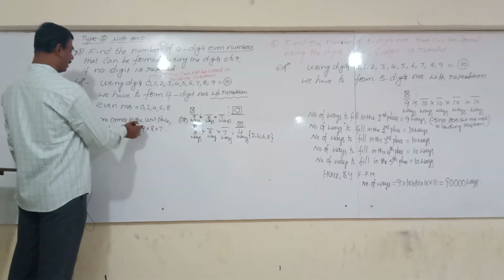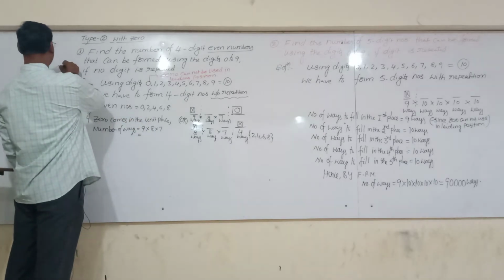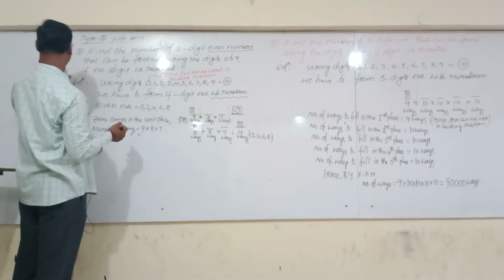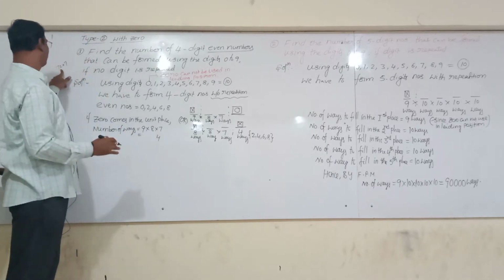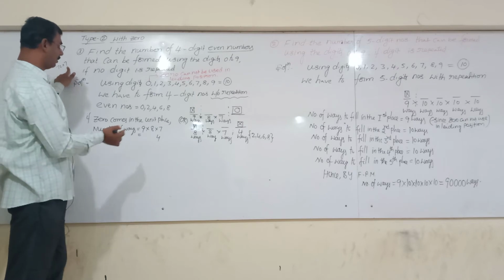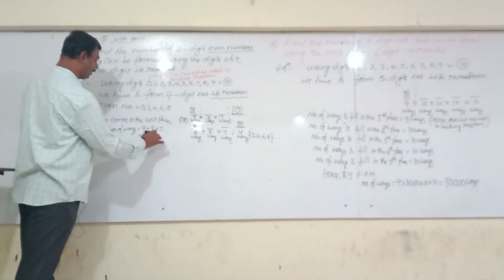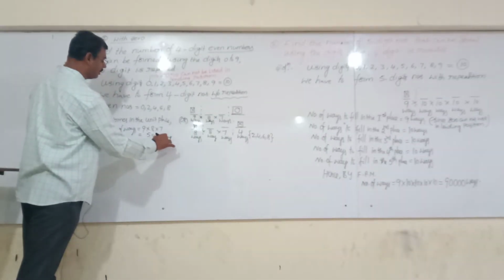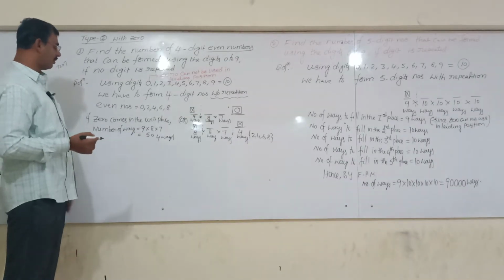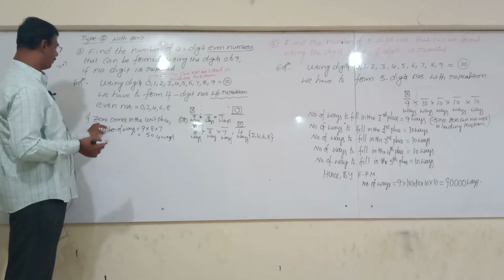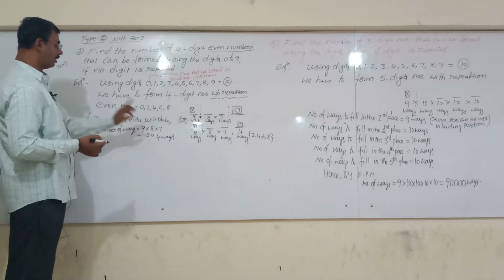So 9 into 8 is 72. 72 into 7: 7 twos are 14, 1 carry. 7 sevens are 49, 49 plus 1 is 50. So 504 ways. Yes, it is correct. 504 ways, if 0 does not come in the unit place.